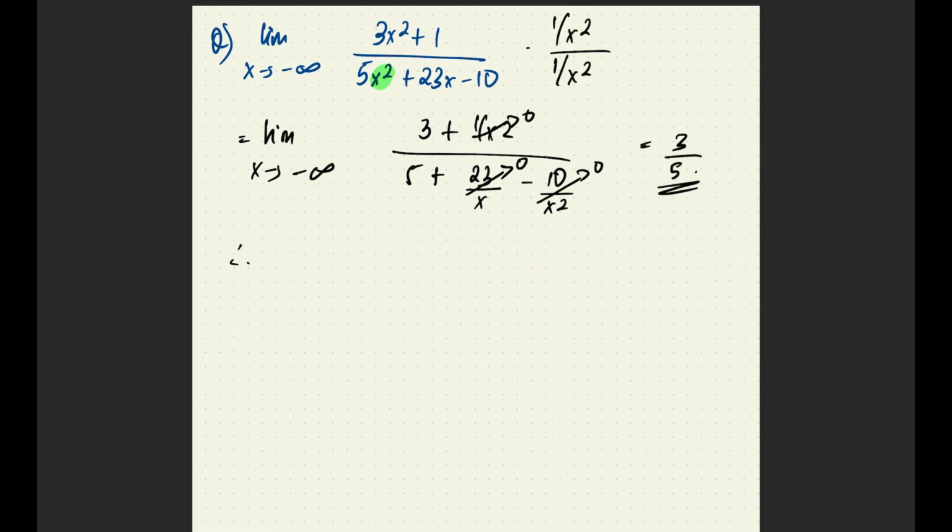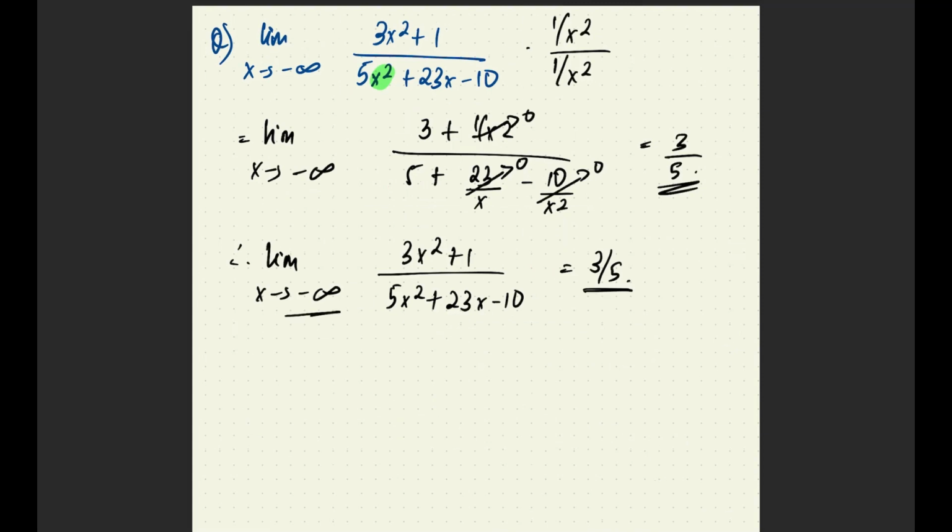So therefore, we can say that the limit as x approaches minus infinity of our function is equal to 3 over 5. And since we're approaching minus infinity and our answer is a real number, we can say that y equals 3 over 5 is a horizontal asymptote at minus infinity in this case, because we're approaching minus infinity.